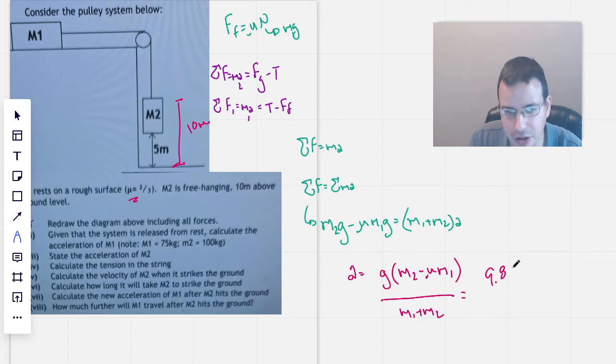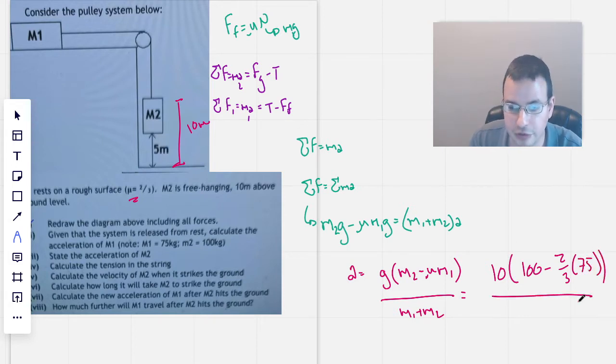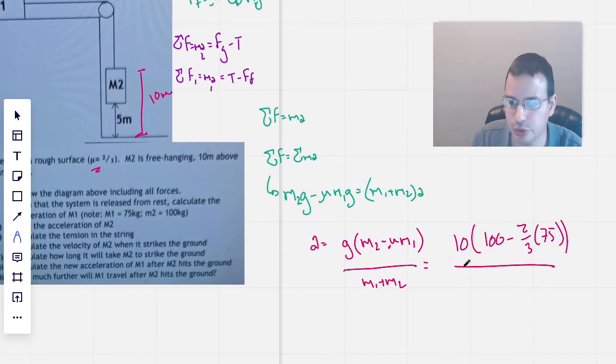Yes, 9.8. Or can I round that up to 10? I'm rounding that up to 10. Convenience. 10 times (mass 2, which is 100, minus 2/3 of M1. Ooh, this is really convenient. Which we know that M1 is 75) all over the sum of mass 1 plus mass 2, which is 175.